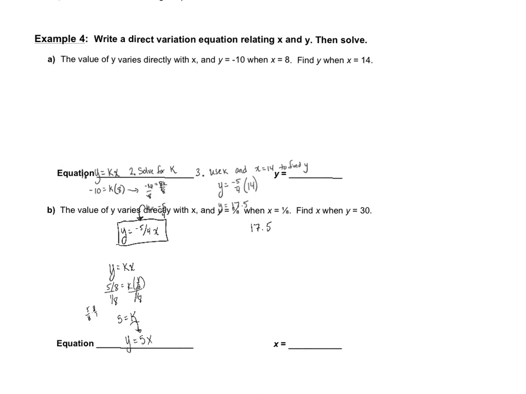We just put in the k only. And now it says to find x when y is 30. So if I have my y equals 5x equation from here, then I'm going to plug in my y. 30 equals 5x, divide both sides by 5, and so I know that x equals 6.